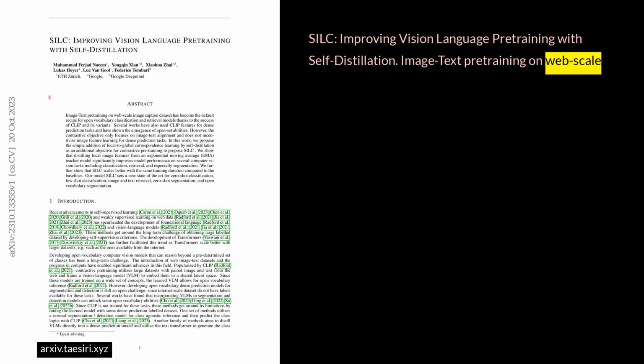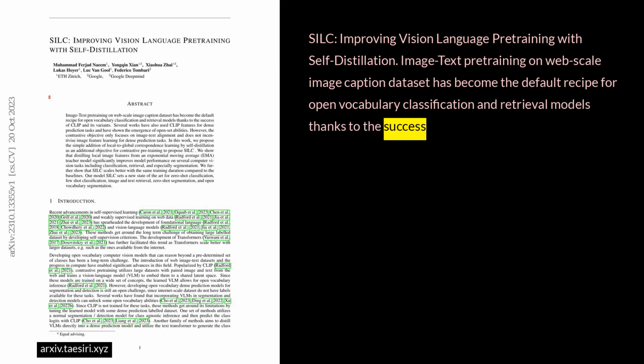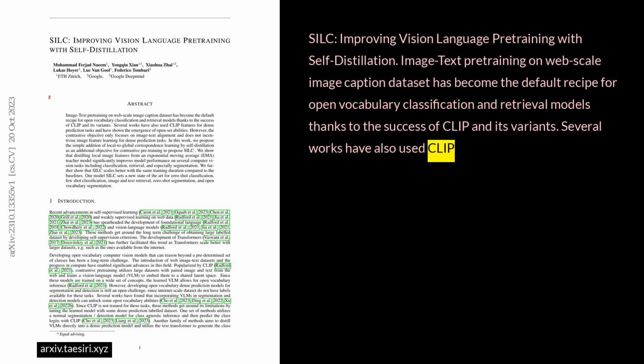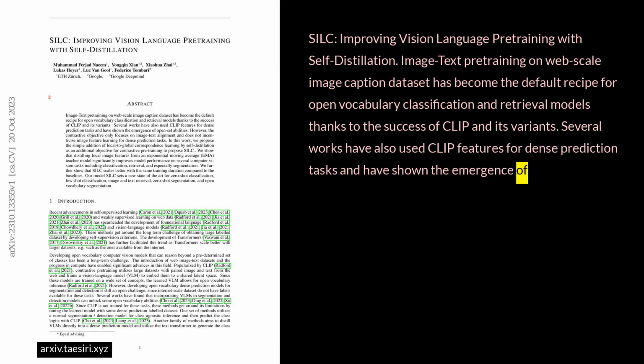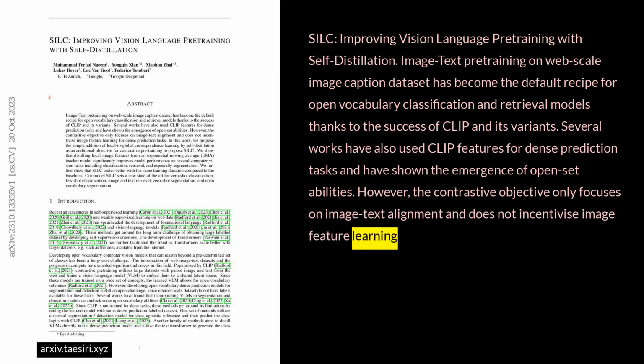Image-text pretraining on web-scale image caption datasets has become the default recipe for open vocabulary classification and retrieval models, thanks to the success of CLIP and its variants. Several works have also used CLIP features for dense prediction tasks and have shown the emergence of open-set abilities. However, the contrastive objective only focuses on image-text alignment and does not incentivize image feature learning for dense prediction tasks.